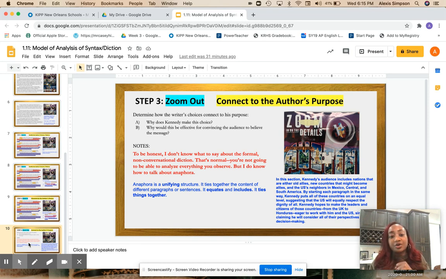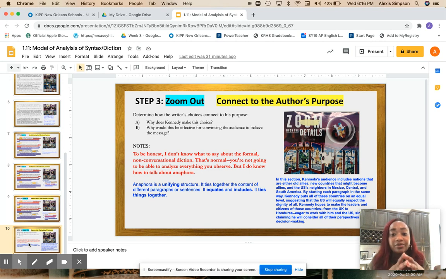But I do know how to talk about anaphora because we've been talking about that in class this morning. And I know that anaphora is a very unifying structure, right? It ties ideas together and it either makes things equal or includes them, right? It binds everything together. So I can see why he would want to bind each of his ideas in these three separate paragraphs together with this kind of unifying syntax.